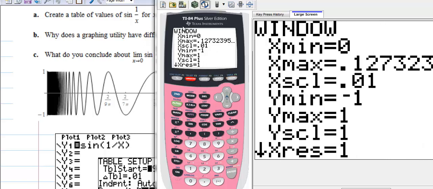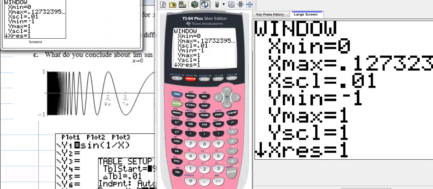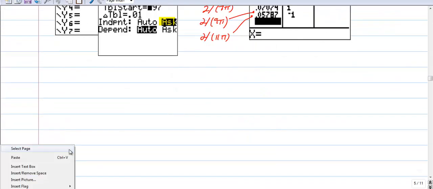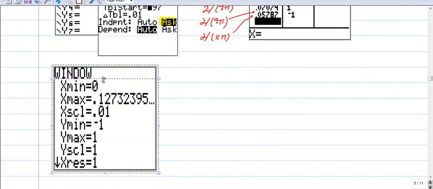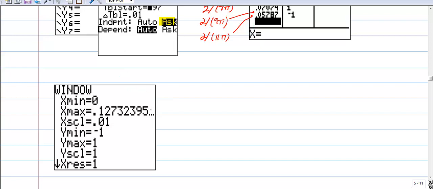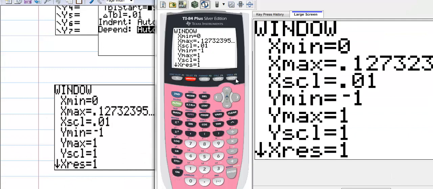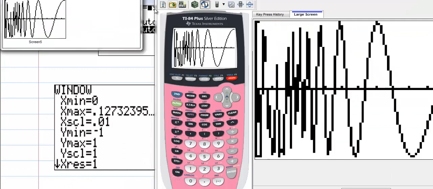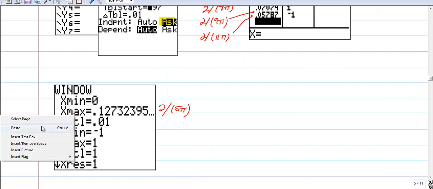But the problem is, so I'll just put this in here so people can see. So right here I did 2 divided by 5 pi. Is that it's infinitely bouncing back and forth between 1 and negative 1. And so that's a problem.